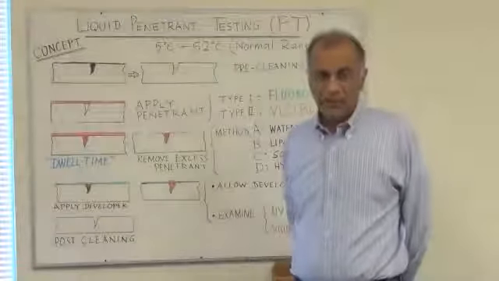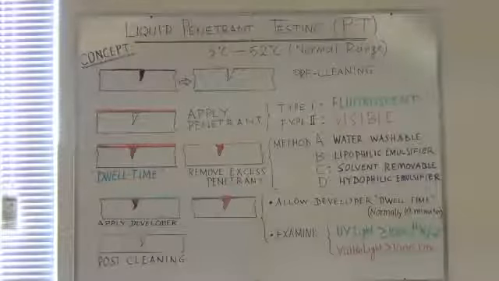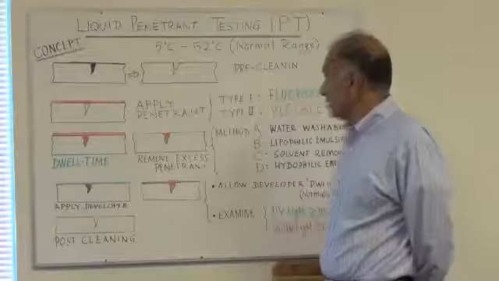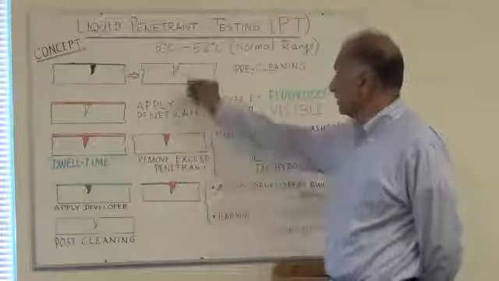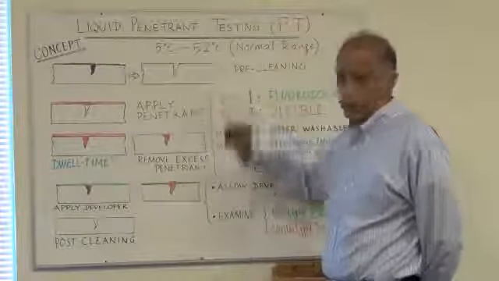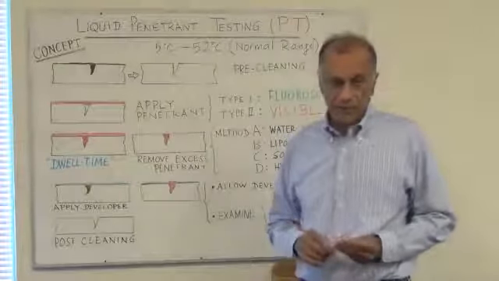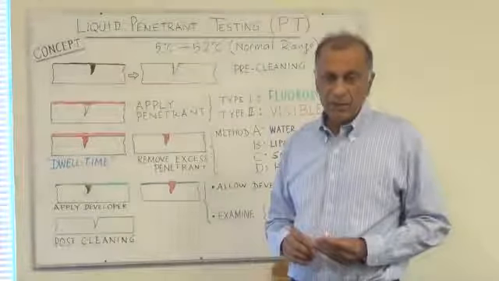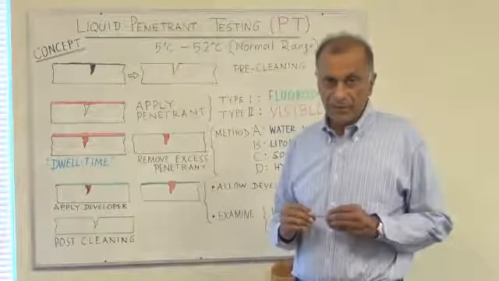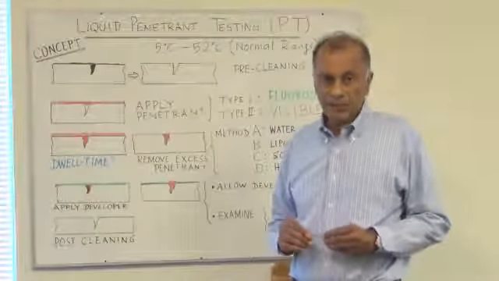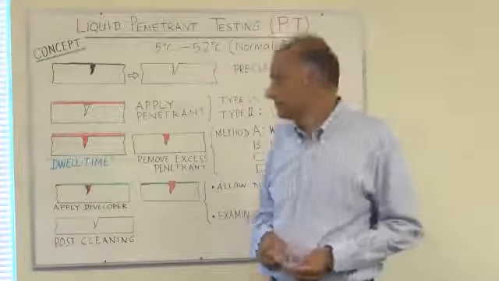Here is the basic description of the liquid penetrant testing method and the steps to conduct the inspection. The inspection with this method has to be done within a temperature range of 5 degrees centigrade to 52 degrees centigrade. The first step is cleaning. Cleaning of the test part is most important with liquid penetrant. If the cleaning is done properly, then the inspection becomes much easier and the indications will show up much more nicely.